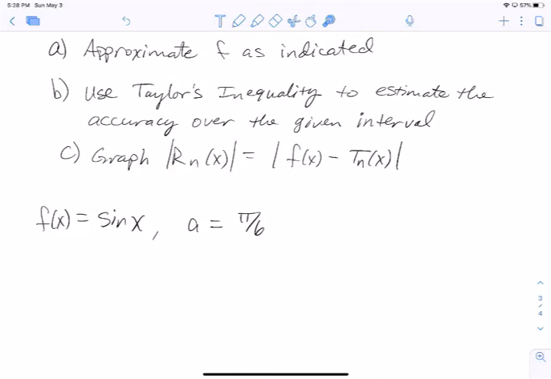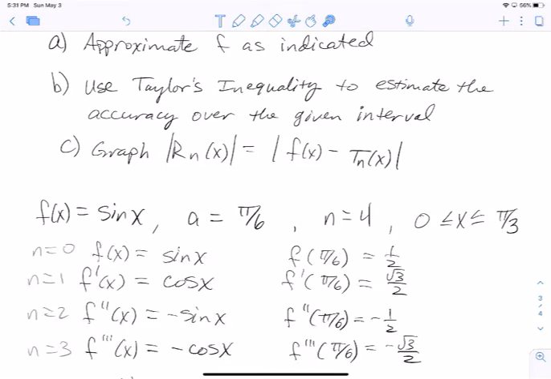Our work now builds on what we did in part A of this section, and so if you haven't seen that video, please watch it now. The instructions we are given are to find the fourth degree Taylor polynomial, so n equals 4, and the interval we're given is from 0 to pi over 3 for the value of x.